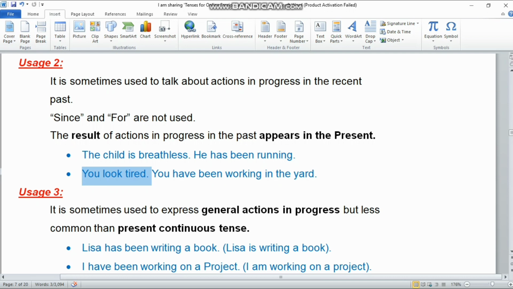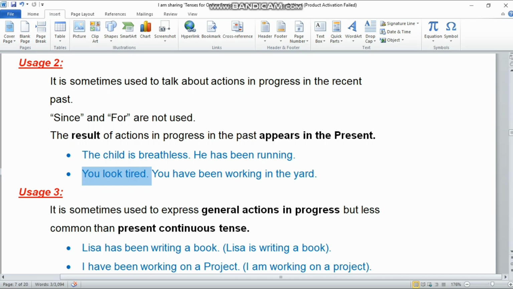Moving on with the third usage, it is sometimes used to express general actions in progress, but less commonly than present continuous tense. Keep in mind, if you're not using time words like since and for with present perfect continuous tense, they can simply mean present continuous tense activities. You can have a look at the examples. Lisa has been writing a book. There is no sense of for, so it simply means that this activity is taking place now in the present time. Lisa is writing a book.